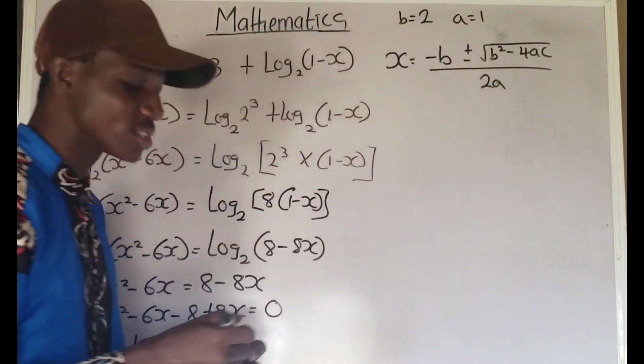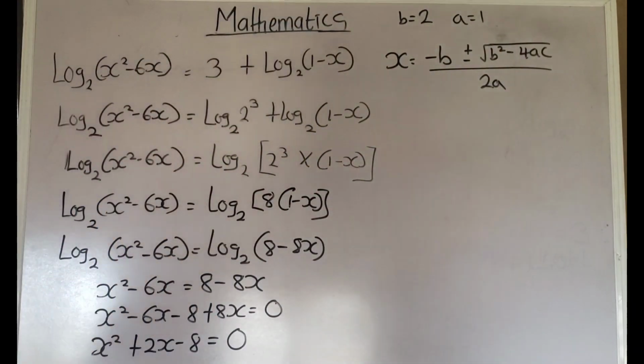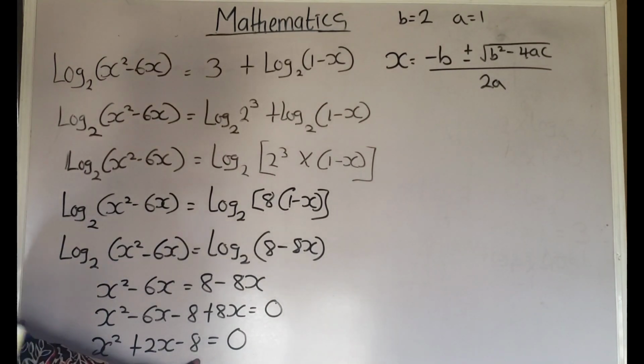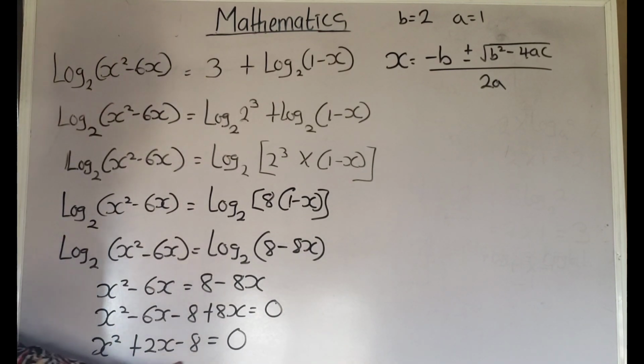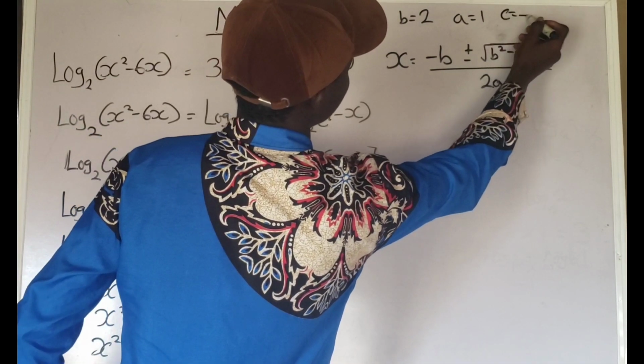And c is the constant term. Please pay attention. c is the constant term in the quadratic equation. And the constant term in this quadratic equation is what? Negative 8. It is not 8. Oh, you have to pay attention to the sign. Okay? The constant term in this quadratic equation is negative 8. So c is equal to negative 8.